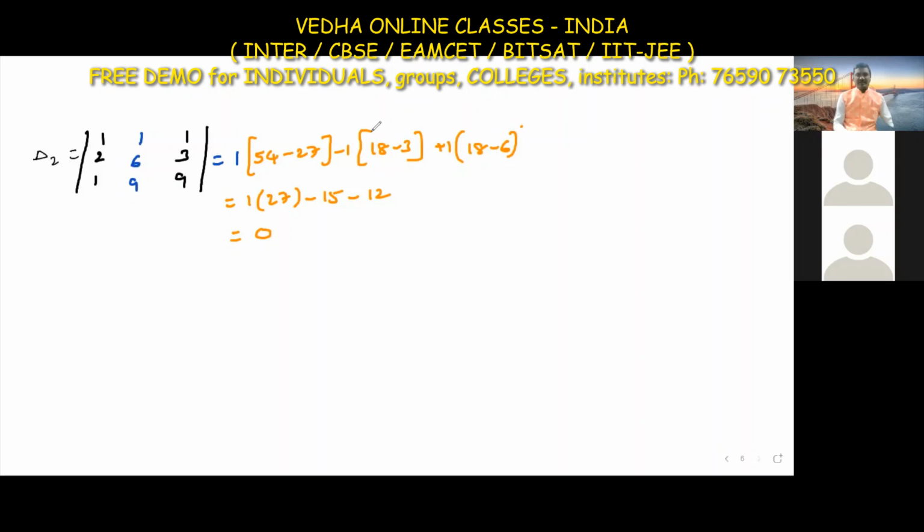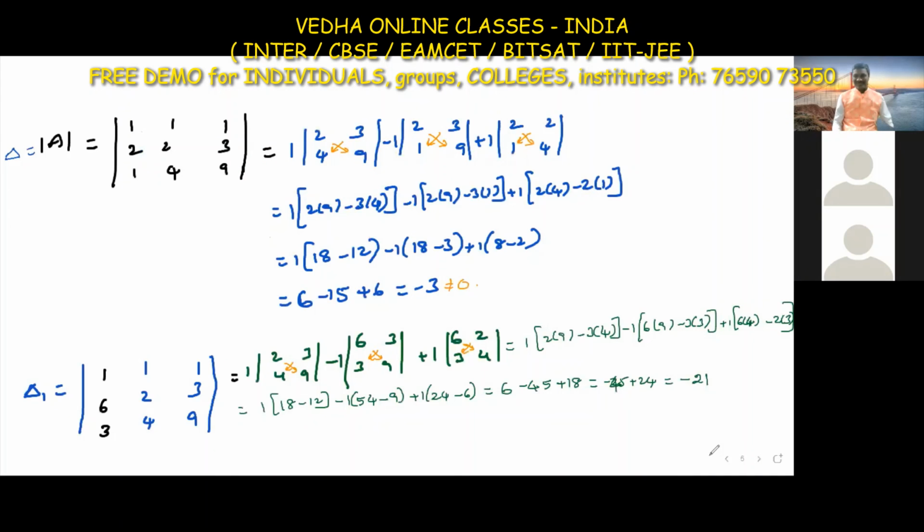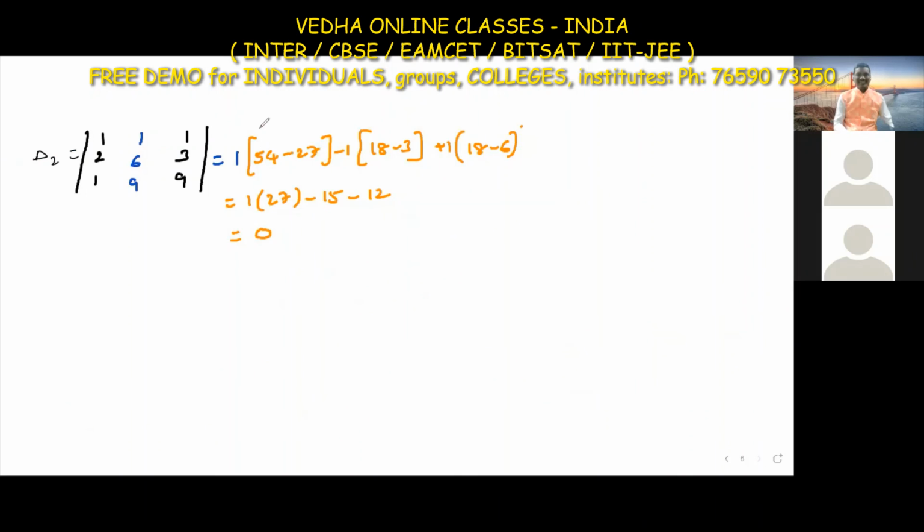Sir, the D matrix is 1 6 3. Oh, wait. It's 1 6 3. Oh, sorry. Yes, 1 6 3, I had written that wrong. So we get a different answer.